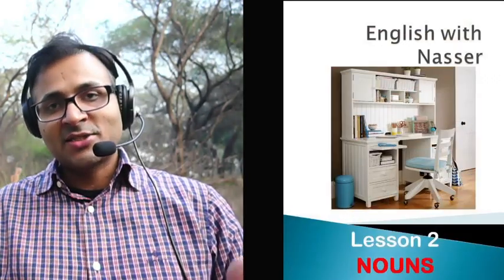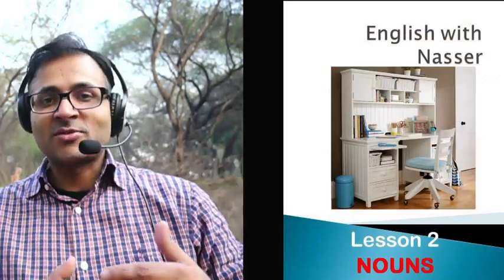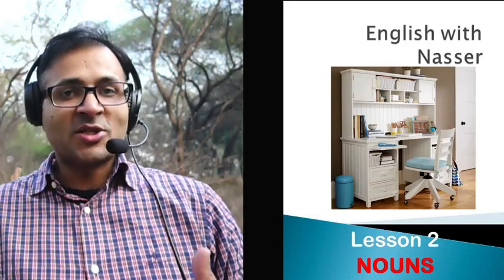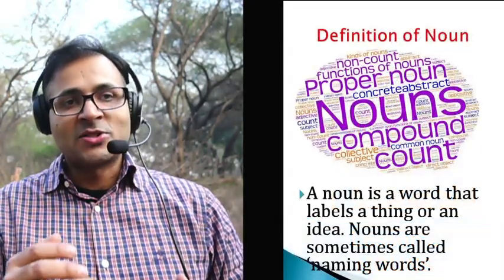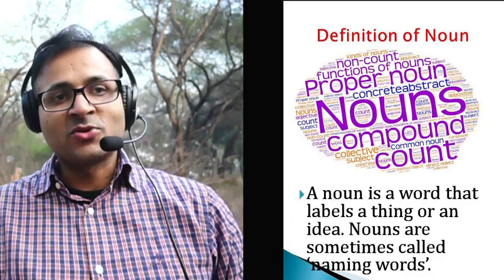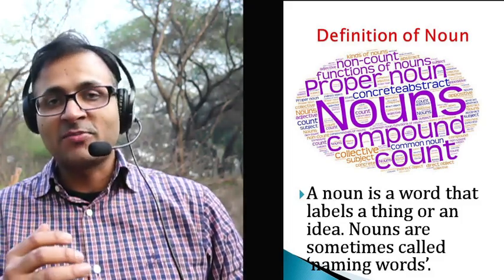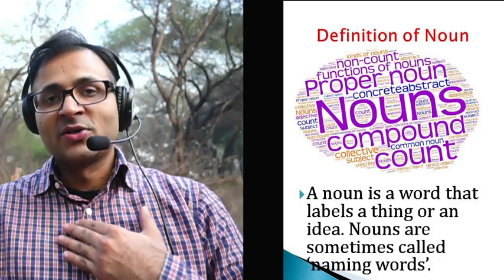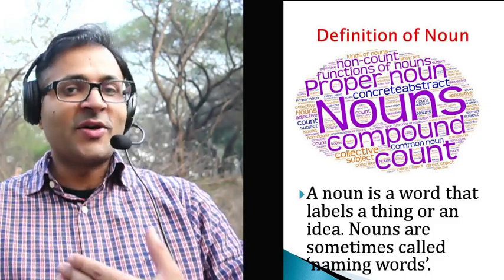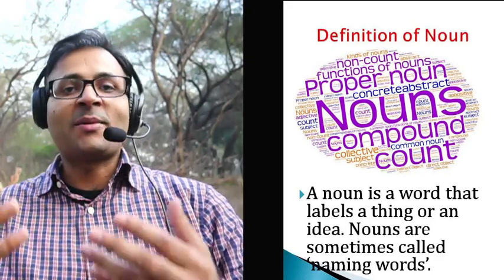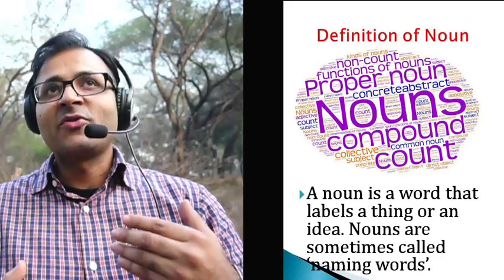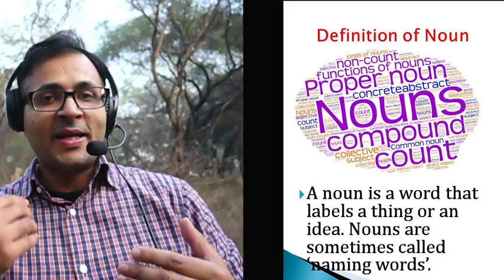Today in lesson 2, in the last video I discussed something about the parts of speech. So in today's video, number 1 part of speech is the noun. We'll discuss it in detail. A noun is a word that labels a thing or an idea. They're also sometimes called naming words. For example, if I'm wearing a shirt, I would call it a shirt. It's a noun. If I don't have a word for shirt, I can't go and buy something, saying give me this, because I must have a word for that. Even if you think about it, if you can't recall a name, you can't buy it.